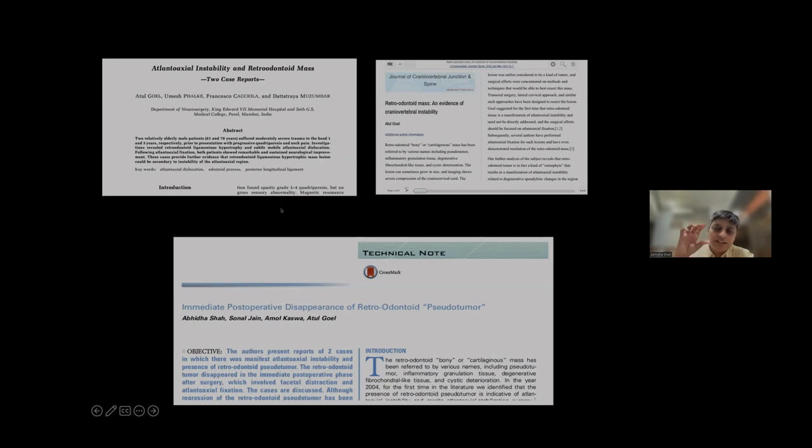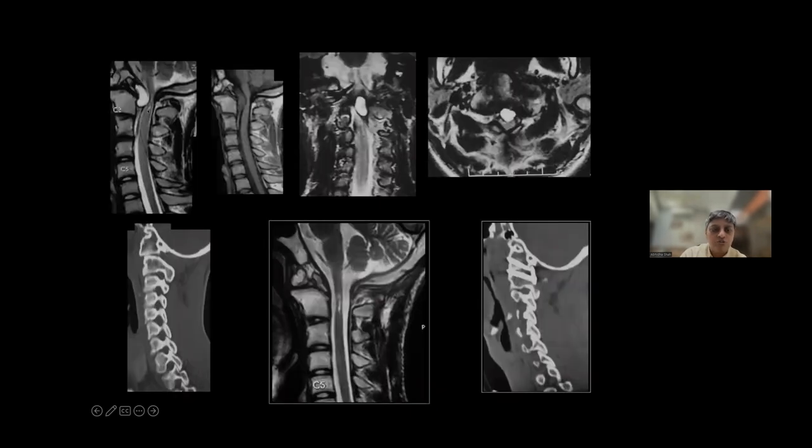And the last thing is there are some pathologies in the anterior aspect of the C1, C2 region, which we know as retroodontoid mass. A lot of people do surgery for this mass, but they have to realize, and this was first described by Professor Goel, that this retroodontoid mass is a reaction to the atlantoaxial instability and is an indicator of atlantoaxial instability. And we have now done a lot of cases in this region. So this is not a tumor. It is just a retroodontoid pseudotumor.